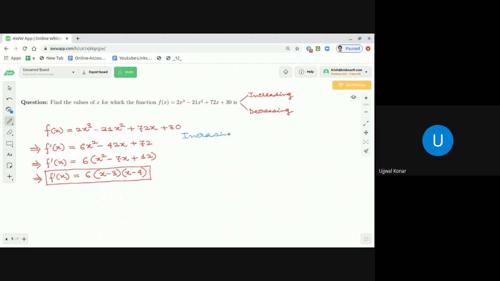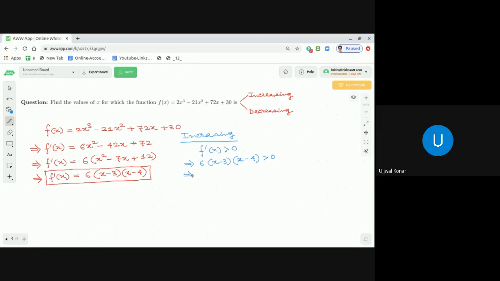So the moment we are going to study about increasing means what, dear students? What we learned? f dash x should be greater than 0. Now, f dash x is greater than 0 means what, dear students? This implies 6 into x minus 3 into x minus 4, sorry, let me write properly, x minus 3 into x minus 4 is greater than 0.